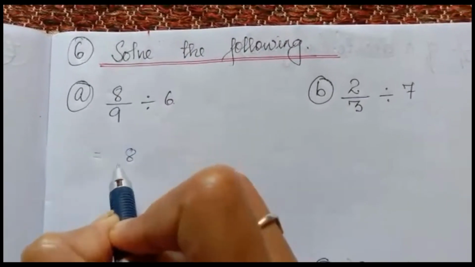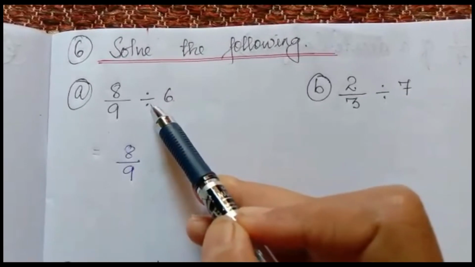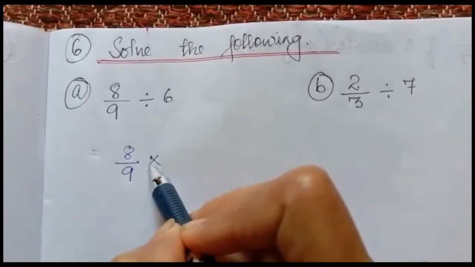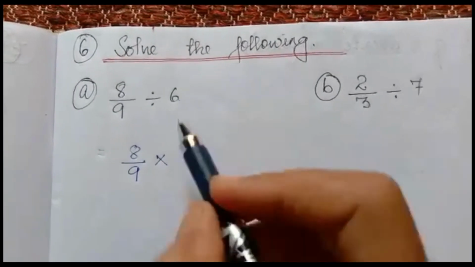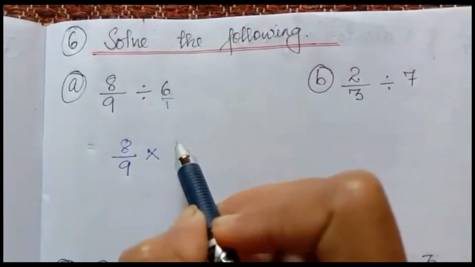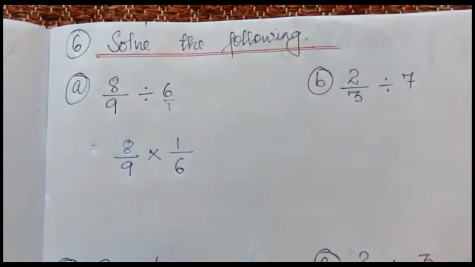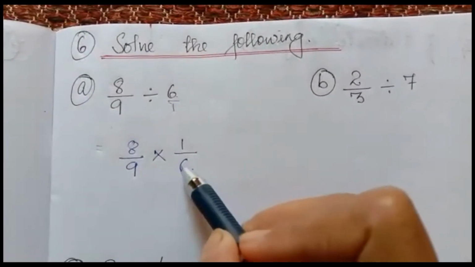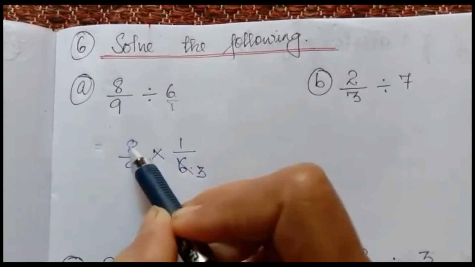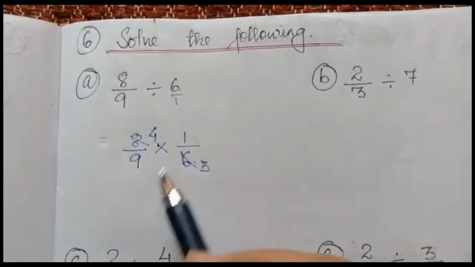So 8 by 9, when you convert this division into multiplication, you have to write the reciprocal. In our last class, I taught how to write reciprocal. You have to consider here 1, then its reciprocal is 1 by 6. Now you can cancel this 8 and 6 with 2. 2 3s are 6, 2 4s are 8. Now further you cannot cancel.